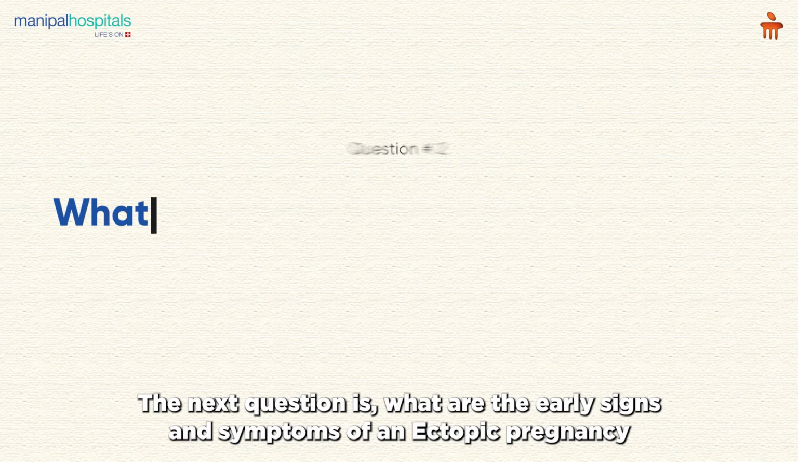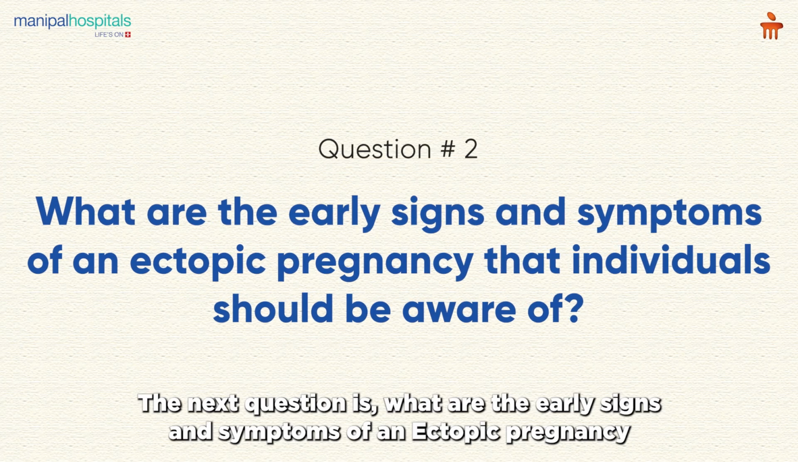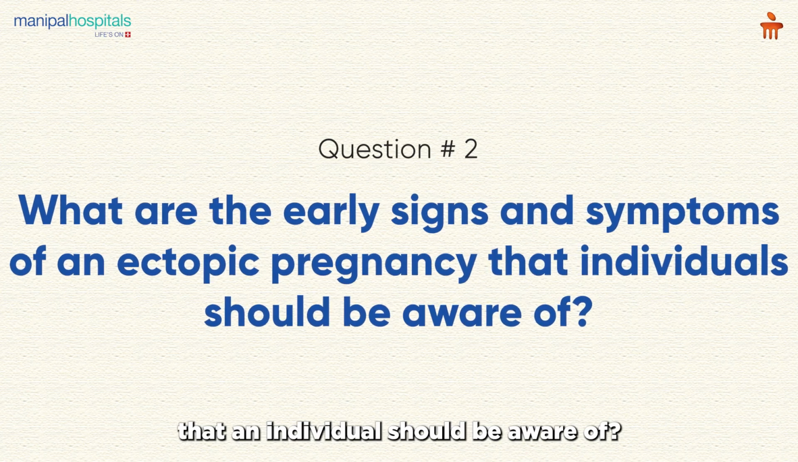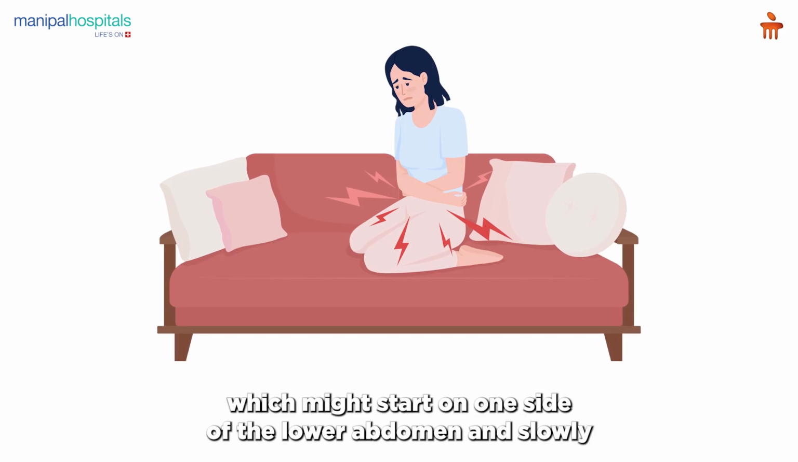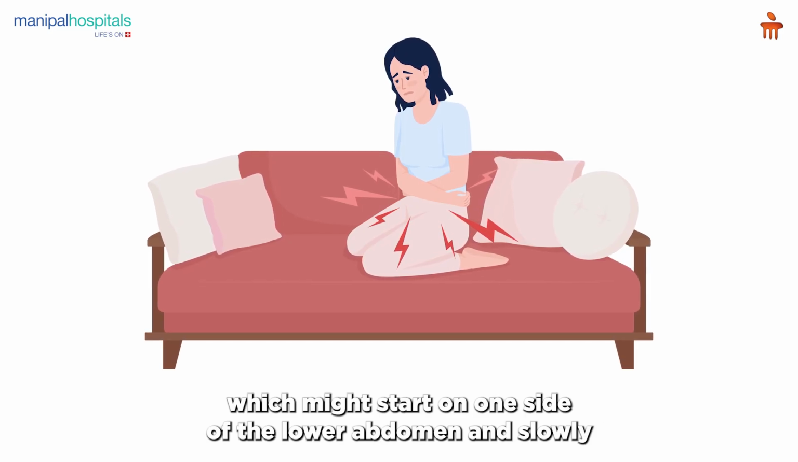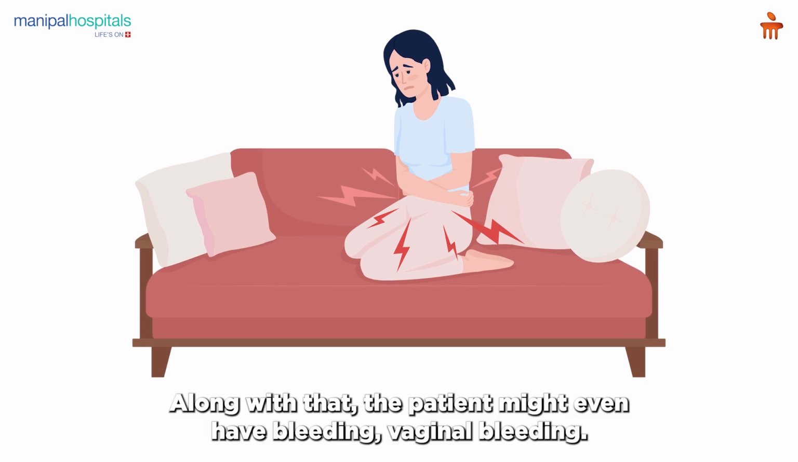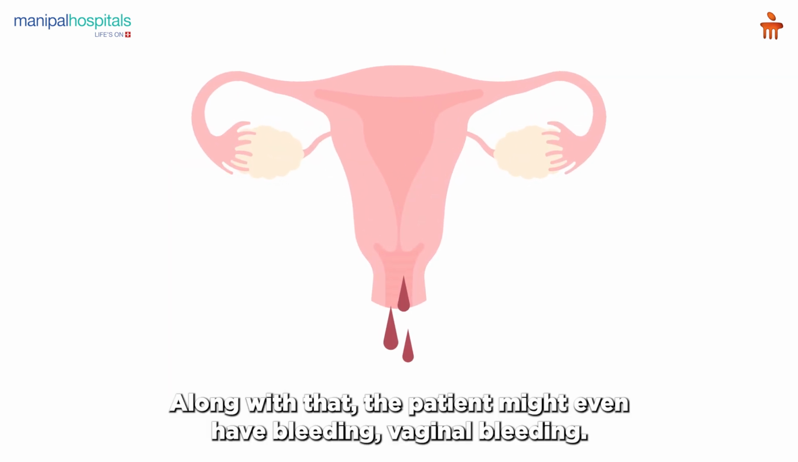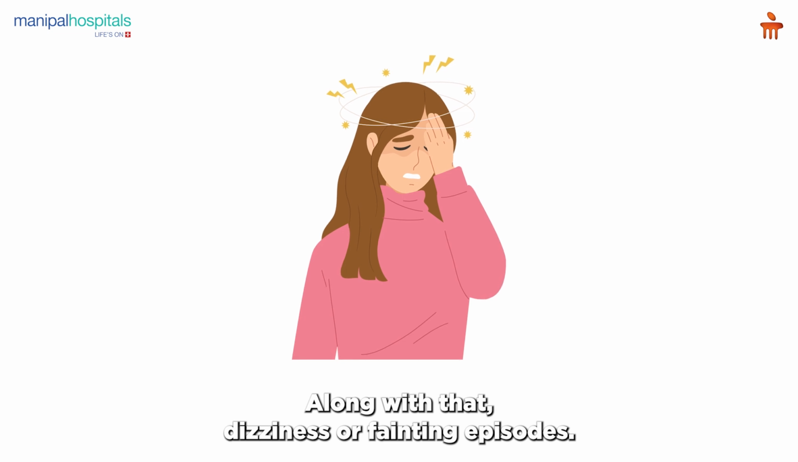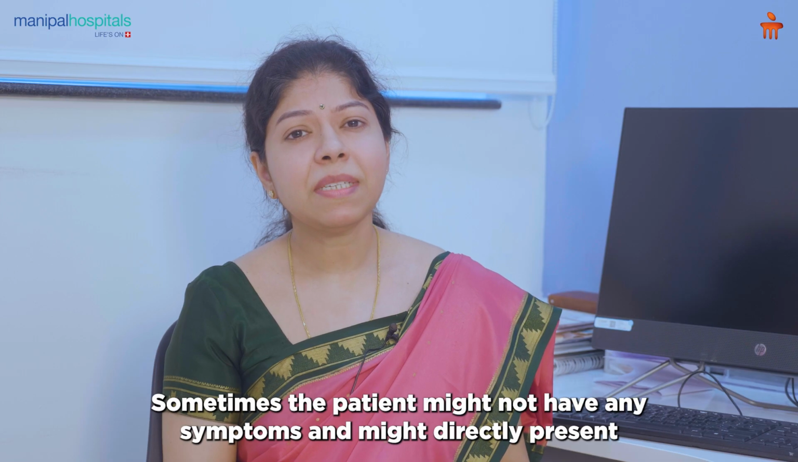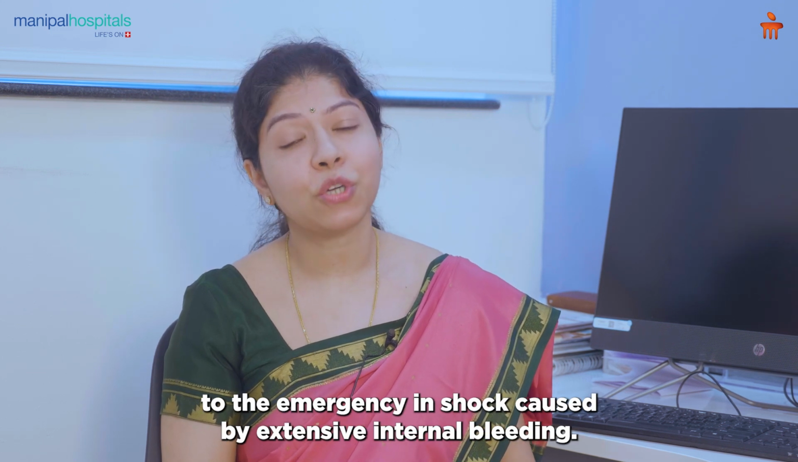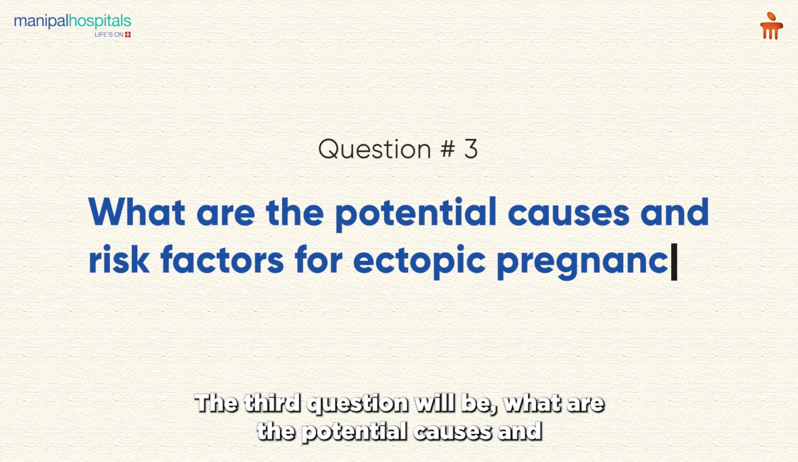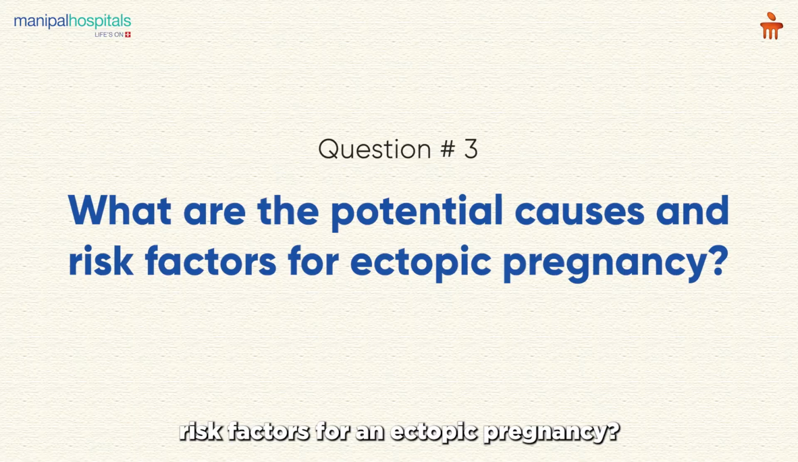The next question is, what are the early signs and symptoms of an ectopic pregnancy that an individual should be aware of? The most common symptom of the ectopic pregnancy would be pain to the lower abdomen, which might start as one side of the lower abdomen and slowly radiate to the whole abdomen. Along with that, patient might even have vaginal bleeding, dizziness or fainting episodes. Sometimes the patient might not have any symptoms and might directly present to the emergency in shock caused by extensive internal bleeding.